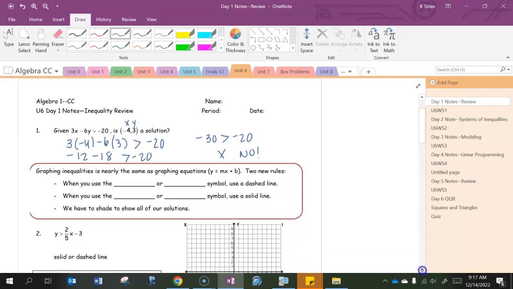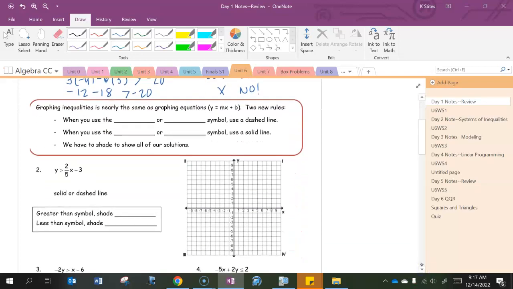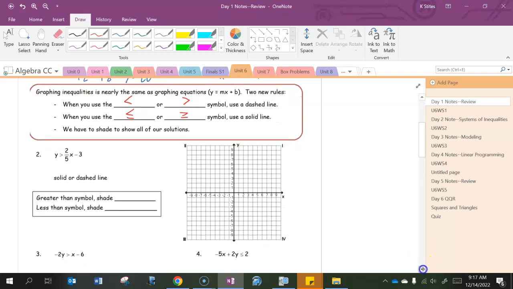Okay, so now here are some reminders about how to graph. Graphing inequalities is nearly the same as graphing equations, but again, we have two new rules. If we have a less than or a greater than, we're going to use a dashed or dotted line, and when you have the equal to, that line underneath tells us we're going to use a normal solid line. We're also going to have to shade all of our solutions.